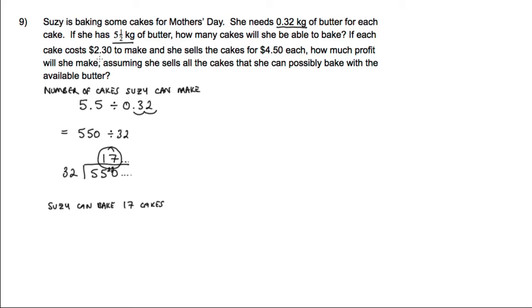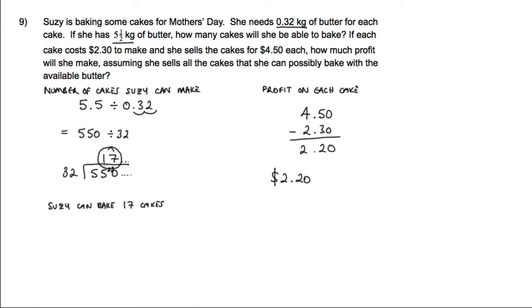Now the next thing is we need to find out how much profit there is on each cake. So the profit on each cake, well, that'll be $4.50 minus the cost, which is $2.30. We get 0 here, 5 take away the 3 is 2, and 4 take away 2 is 2. So the profit on each cake is $2.20.